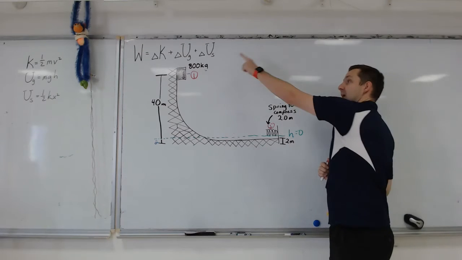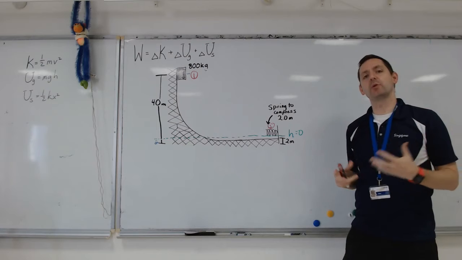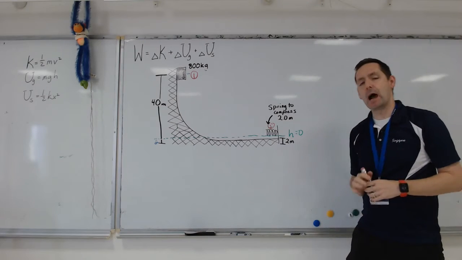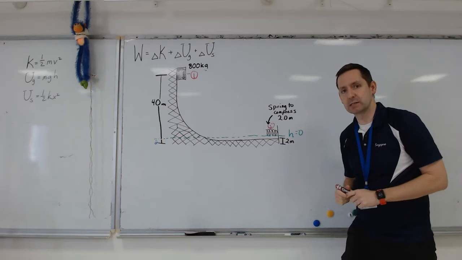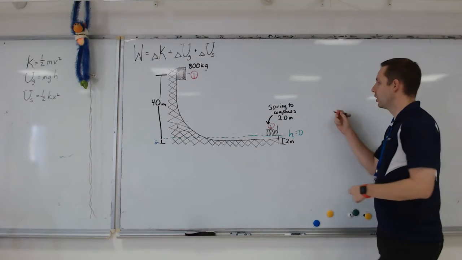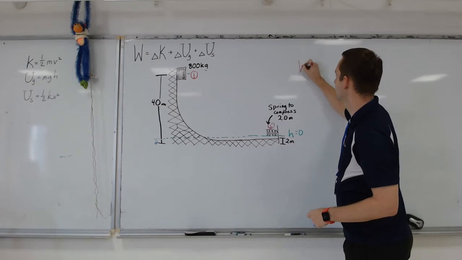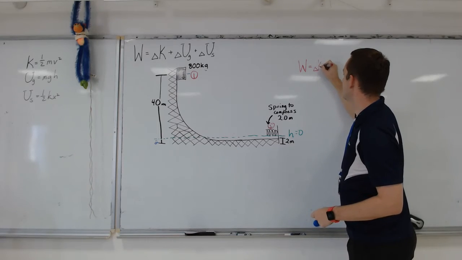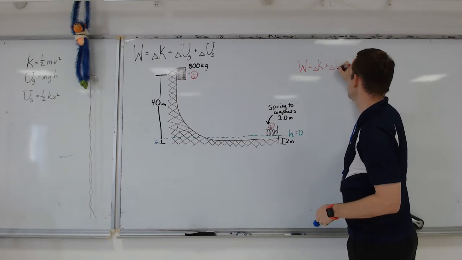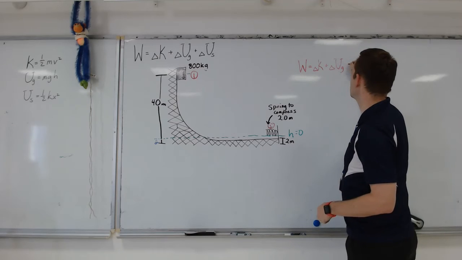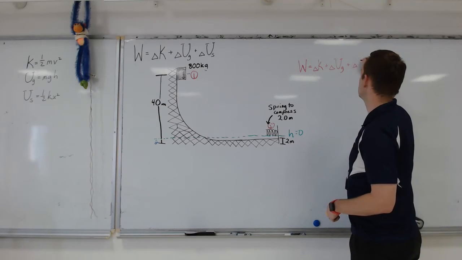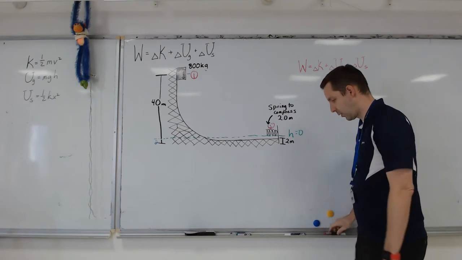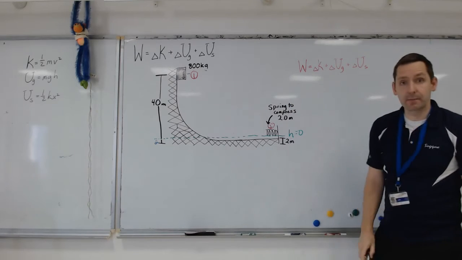We're going to use the same equation. I want you to show that we can use that same equation in order to solve for how far the spring is going to compress. All right, so we'll go ahead and write that out. Change in kinetic plus change in gravitational potential plus the change in elastic. All right, that's what we're going to start with.